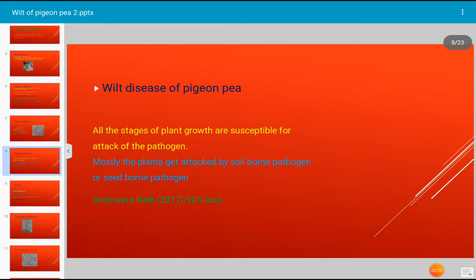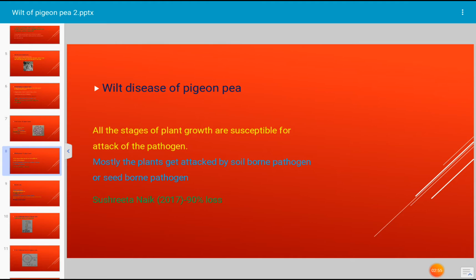Next, all the stages of plant growth are susceptible to attack by the pathogen. Susceptible means that it can be attacked very easily. The susceptible plant does not restrict the pathogen when it occurs inside the host, and it gets easily infected. Such plants are called susceptible plants. Mostly the plants get attacked by soil-borne or seed-borne pathogens.